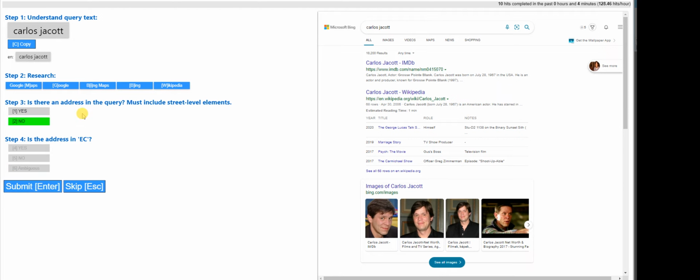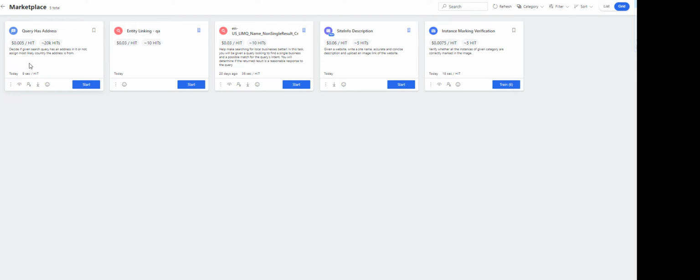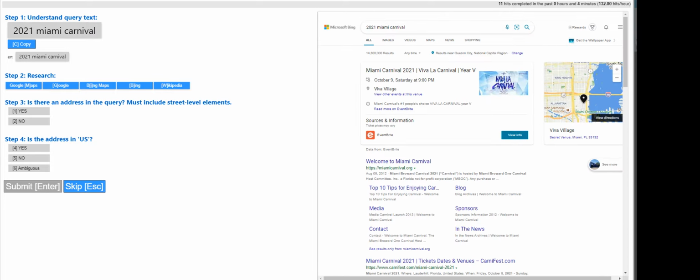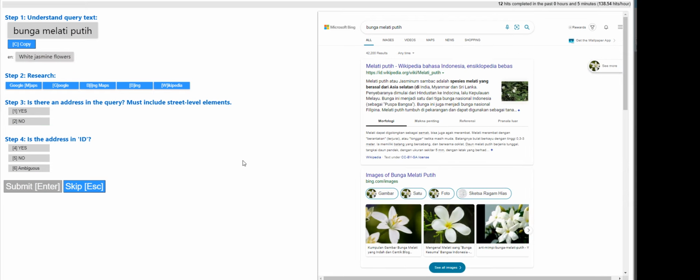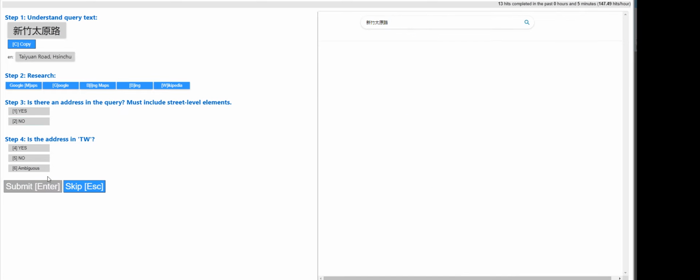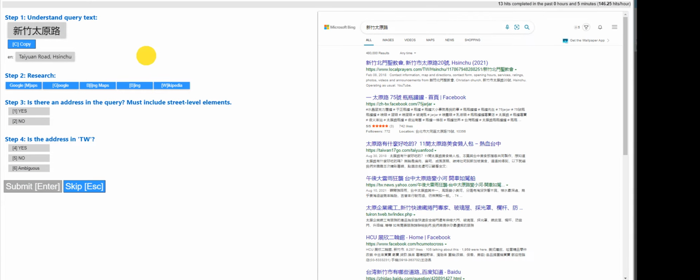Moving on to the next is Carlos Jacot. It's a no. By the way, this HIT pays a little, but during these dry days, we want to work on those HITs for us to still earn a few cents. Moving on to the next HIT is 2021 Miami Carnival. Definitely not a street address. This one, I don't understand it, but it's a no. Definitely not an address. This is a foreign language. It's a no for me.